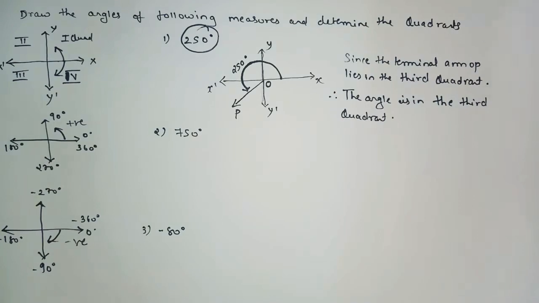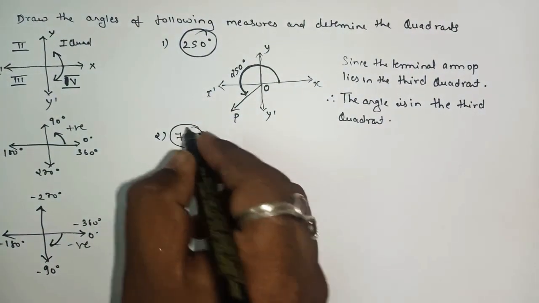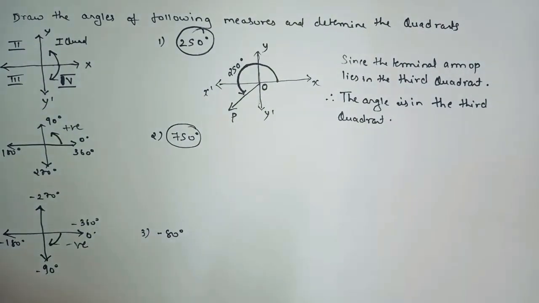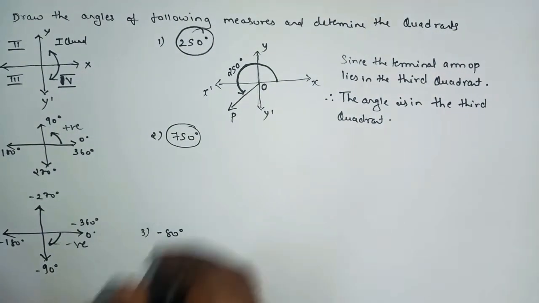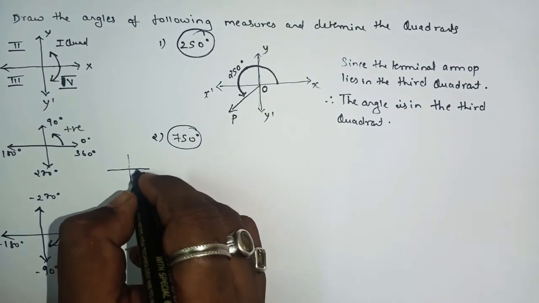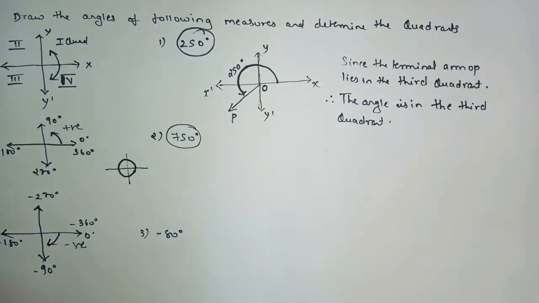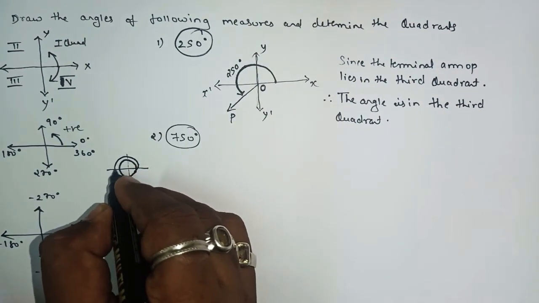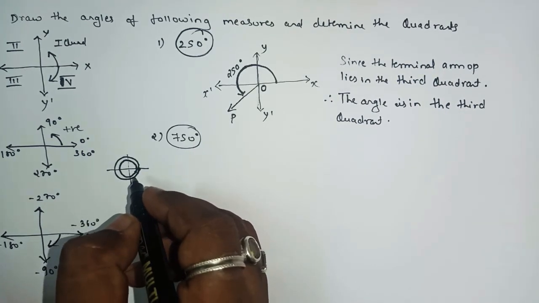So let's move on to the second one. Here also we can clearly see that this is a positive angle, and positive angle means anti-clockwise direction, yes or no? So where will 750 come? As we know, if it completes one rotation, that is 360. When it completes a second rotation, that is 720, yes or no?